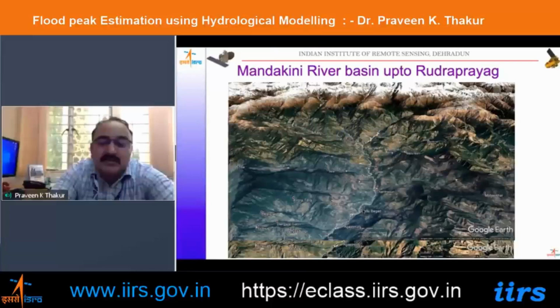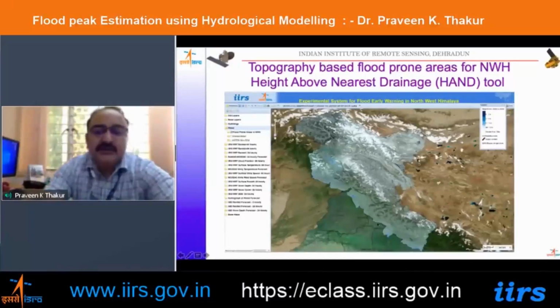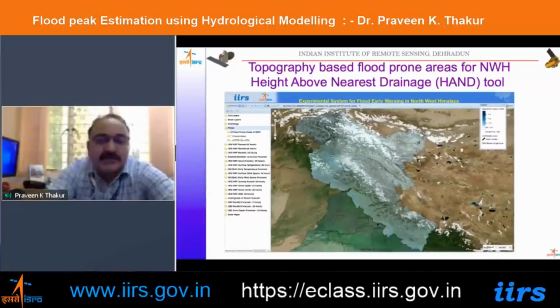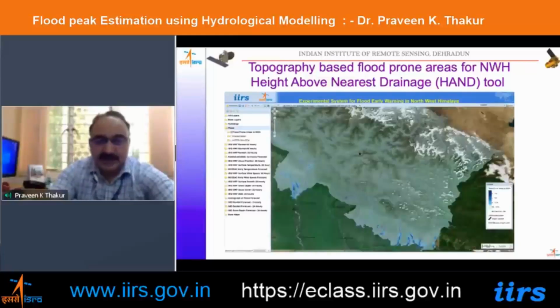Apart from this, in hilly areas, we also employ popular topographical methods like the Height Above the Nearest Drainage (HAND) tool to get first-hand information on which areas are going to get inundated if the water level rises by 0.5 meter, 1 meter, 2 meter, or 5 meter. This will give you immediate results, and the accuracy of this method depends only upon the accuracy of the digital elevation model. So this will also give you a fair idea of the areas where flooding can take place.